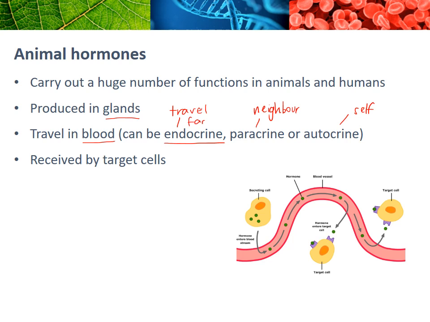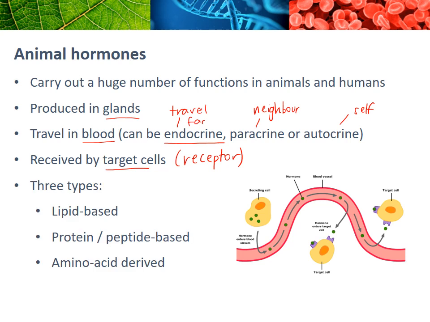After they've traveled in the blood, they're received by their target cell. What does a target cell need to have in order to receive the signal? A receptor. Okay, so they're received by target cells, and there are 3 different types of hormones that are produced in animals.